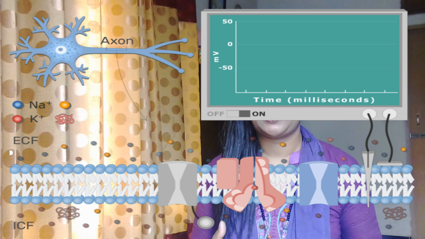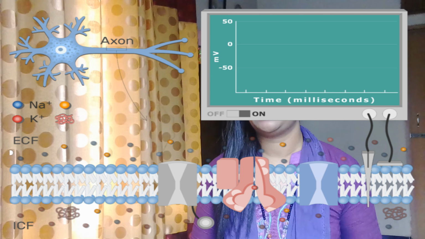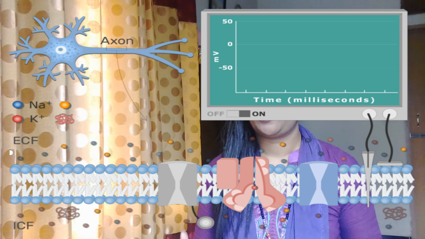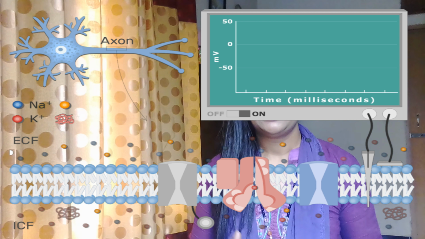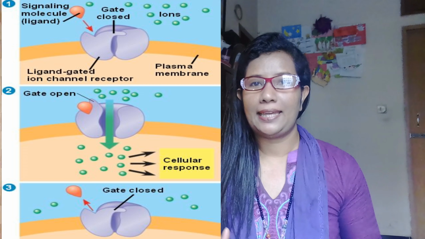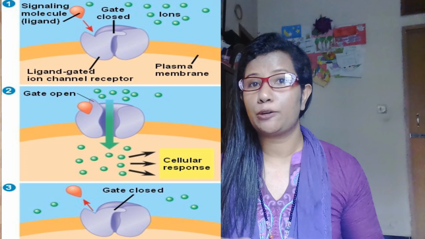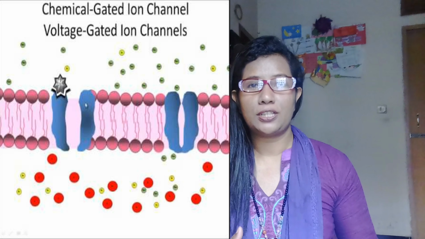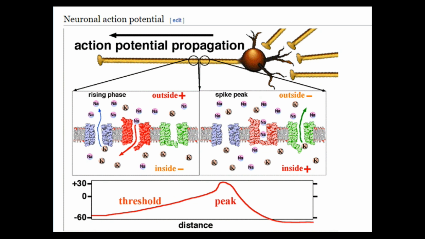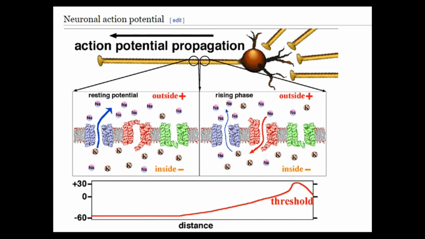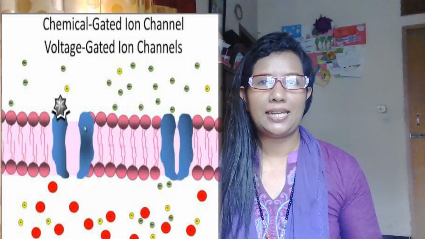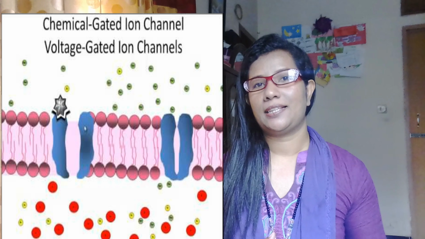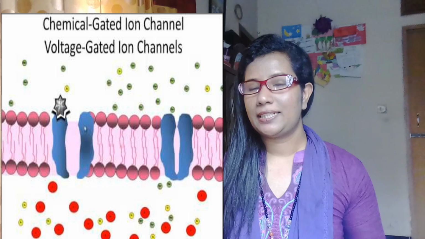As well as the channels that are open all the time, there are other channels in the cell surface membrane that allow sodium ions and potassium ions to pass through. They open and close depending on the electric potential voltage across the membrane, and are therefore said to be voltage-gated channels. When the membrane is at its resting potential, these channels are closed.